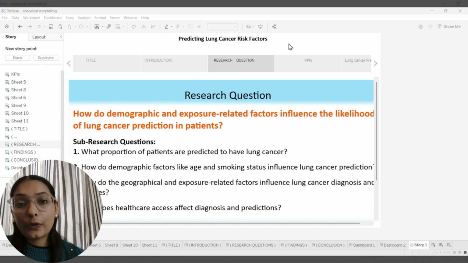What proportion of patients are predicted to have lung cancer? How do demographic factors like age and smoking status influence predictions? How do geographical and environmental exposures affect diagnosis? And my last question is, how does access to healthcare shape prediction outcomes? This study is highly relevant to public health professionals and policymakers working on prevention and early intervention strategies.